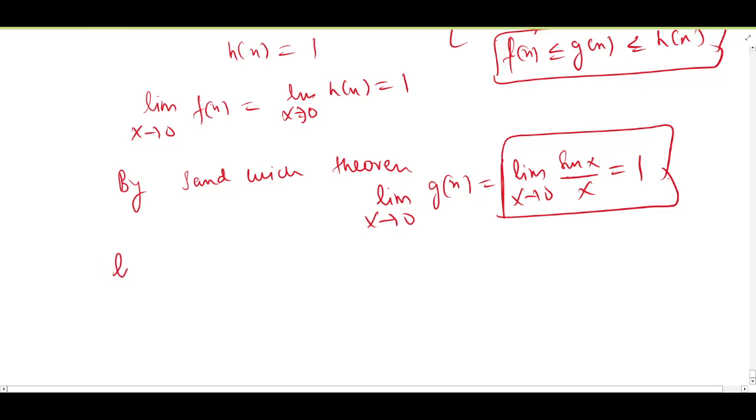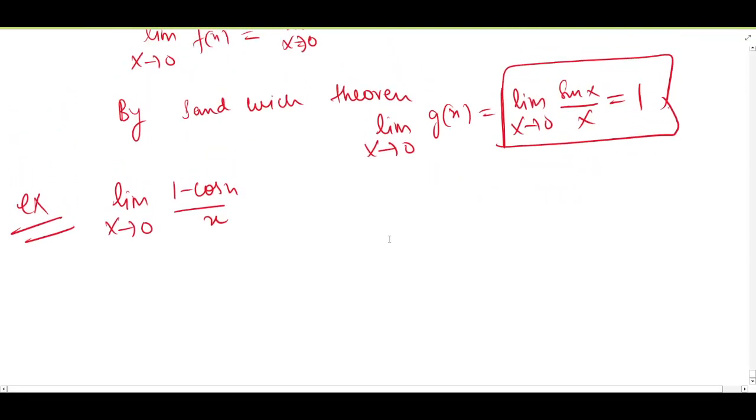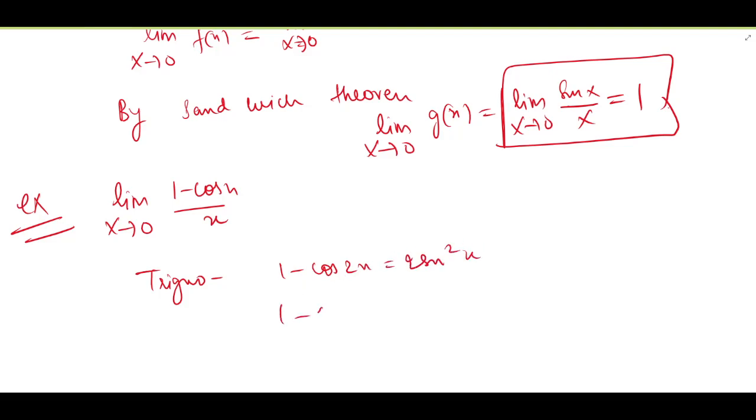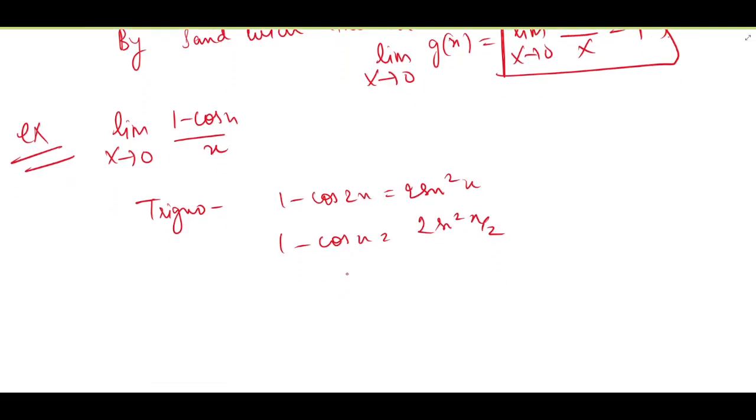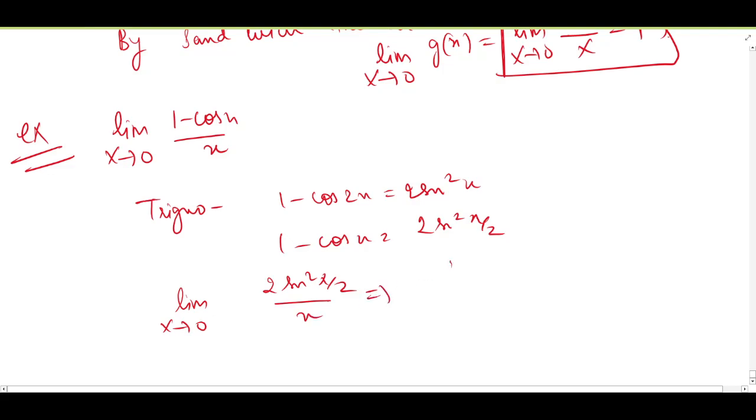So next, what is the limit of the function 1 minus cos of x divided by x when x tends to 0? From the trigonometric identity, we know 1 minus cos 2x is equal to 2 sine square x. So 1 minus cos x will be 2 sine square x by 2. So we put 1 minus cos x equal to 2 sine square x by 2 divided by x. So it follows 2 sine square x by 2 divided by x.